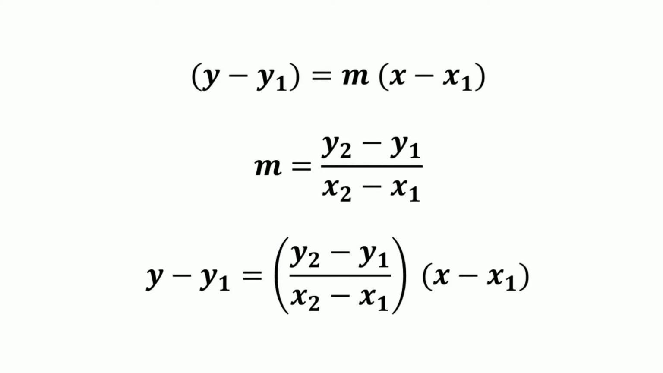For example, in a given question, if the slope is given, you can directly substitute its value in the formula y minus y1 equal to m into x minus x1. So here you can directly substitute the value of slope. Sometimes the slope is not given. Then you need to find the value of slope using y2 minus y1 divided by x2 minus x1 and substitute in the equation y minus y1 equal to y2 minus y1 divided by x2 minus x1 into x minus x1.